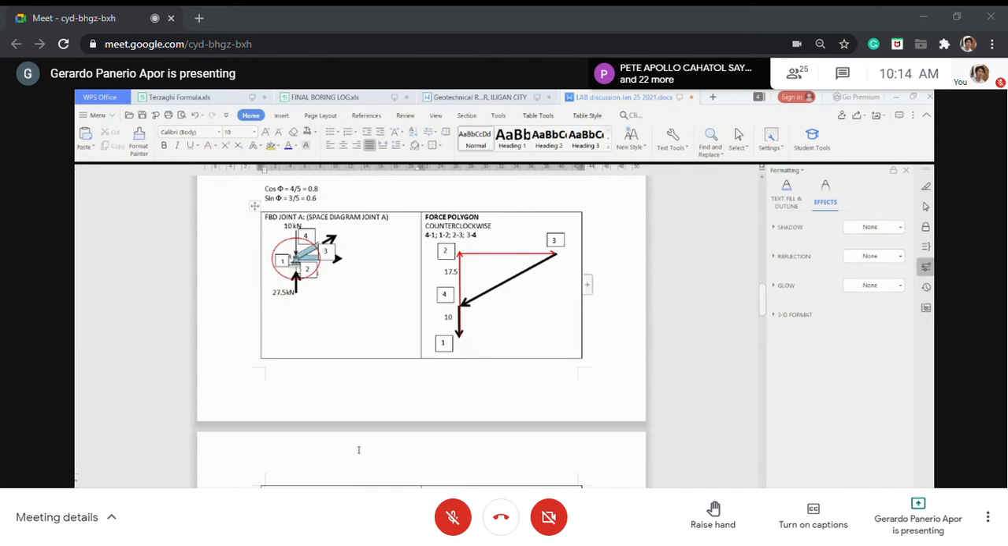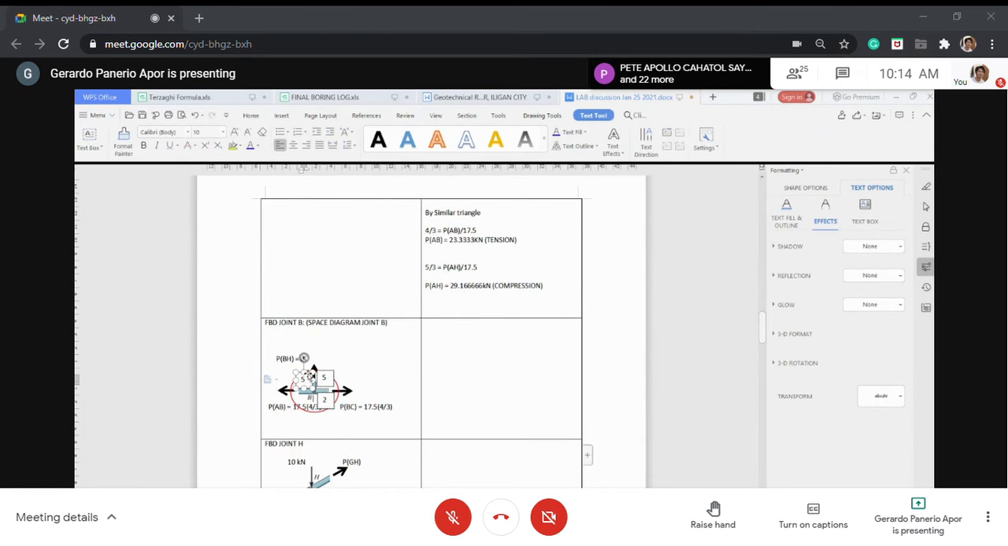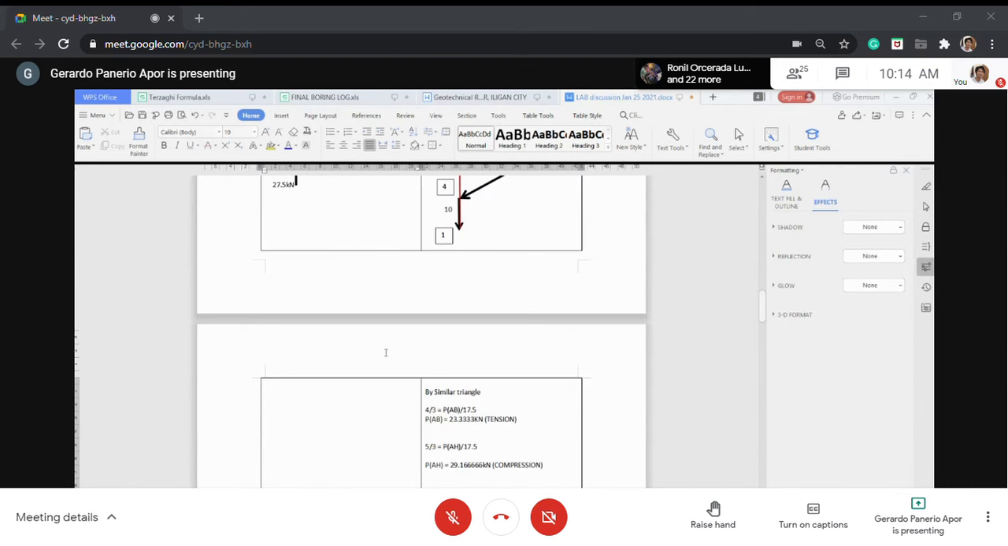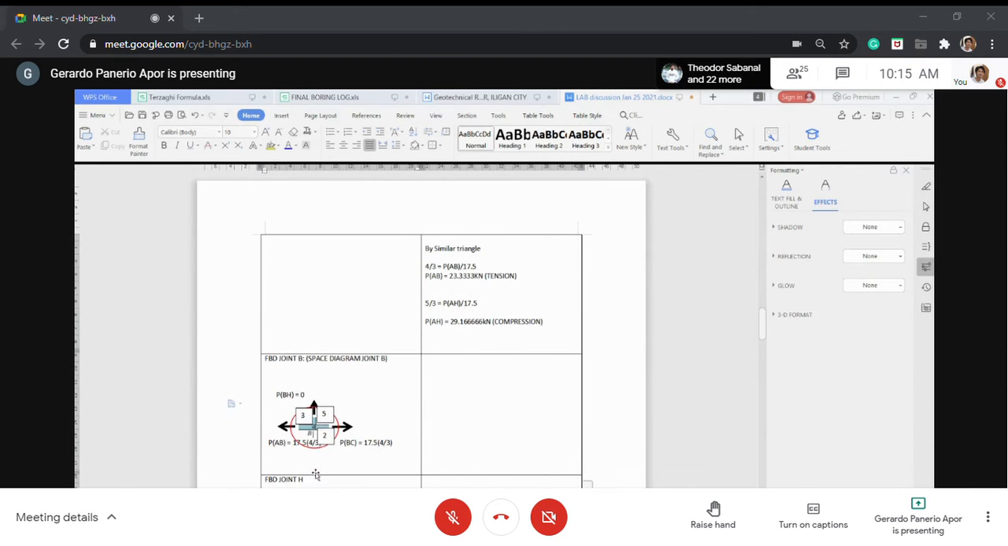That's 3. Okay, so that's 3. Okay, the arrows are all going away. Okay, the sign is correct, positive.